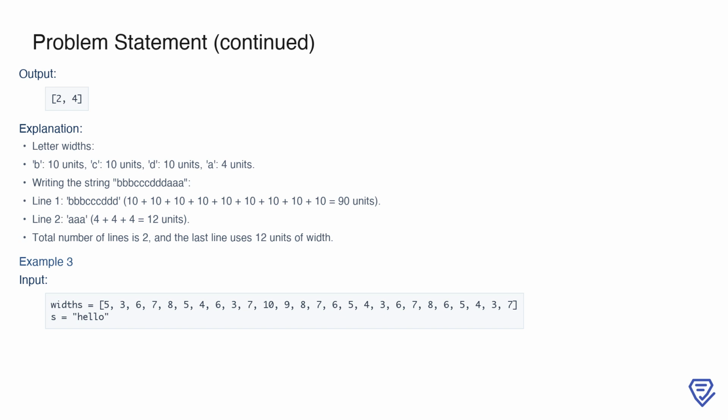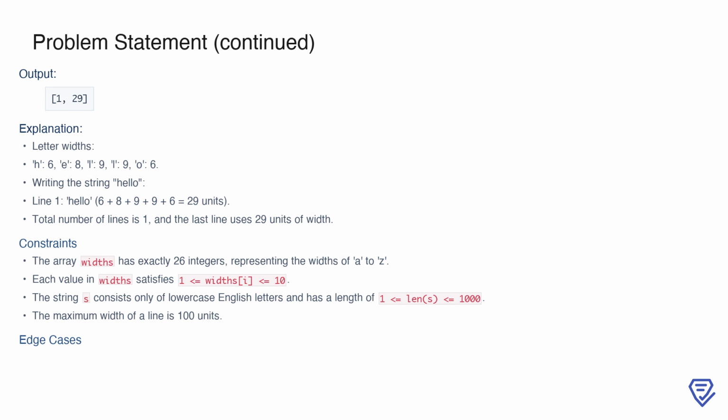The third example demonstrates a case with smaller widths for the letters in the string. The widths array assigns specific values to the letters, such as 6 for H, 8 for E, 9 for L, and 6 for O. The string S is hello. Adding up the widths of these letters gives 6 plus 8 plus 9 plus 9 plus 6, which totals 38 units. Since this total is well below the maximum width of 100 units, the entire string fits on a single line. Thus, the output is 1, 38, indicating only one line is needed.